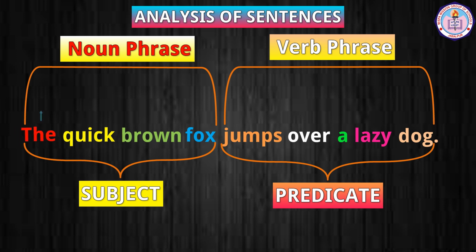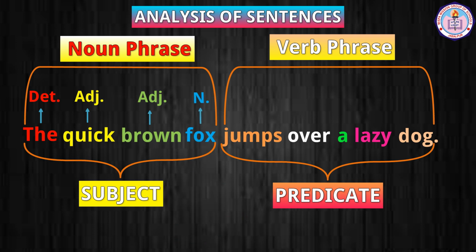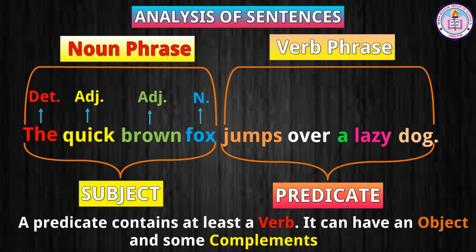The first word, the, is an article which is also known as a determiner that describes the noun fox. The second and third words are adjectives that also describe the noun fox. So, the entire group of words describe the noun fox. This noun phrase plays the role of the subject as a whole. Now, let us analyze the predicate. As you know, a predicate contains at least a verb. It can have an object and some complements also.